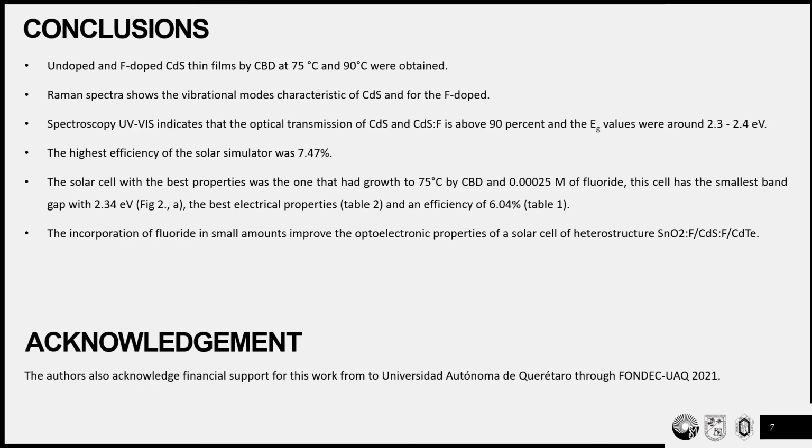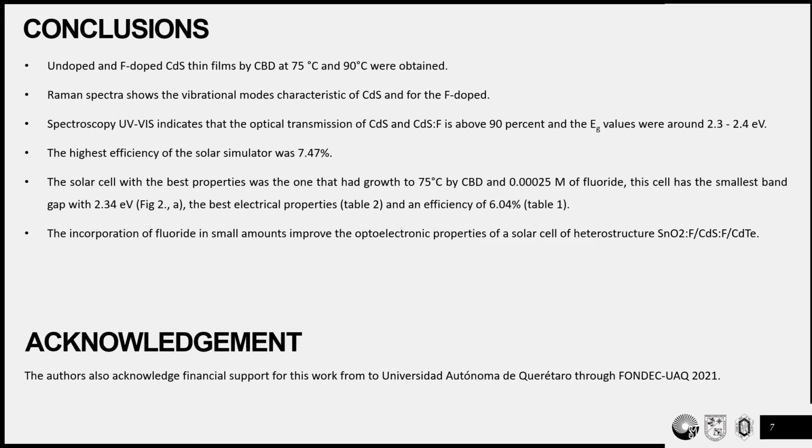Conclusions. Undoped and fluorine-doped CdS thin films by CBD at 75 and 90 Celsius degrees were obtained. Raman spectra show the vibrational modes characteristic of CdS and for the fluorine doped. UV spectroscopy indicates that the optical transmission of CdS and fluorine-doped CdS is above 90% and the Eg values were around 2.3 and 2.4 electron volts.